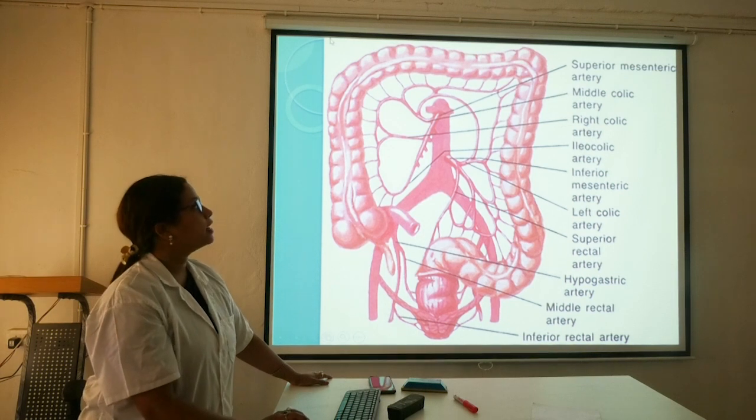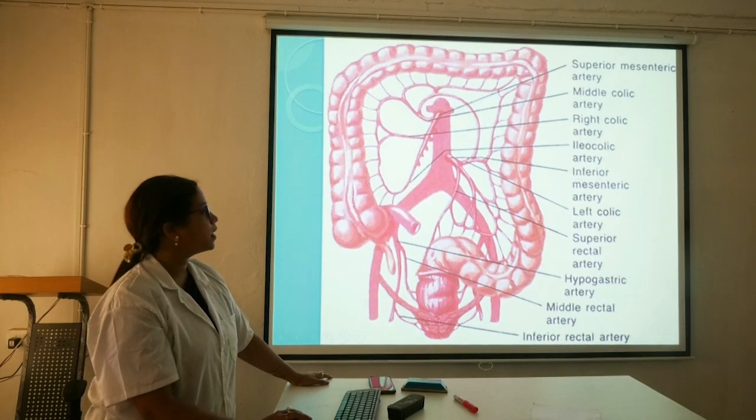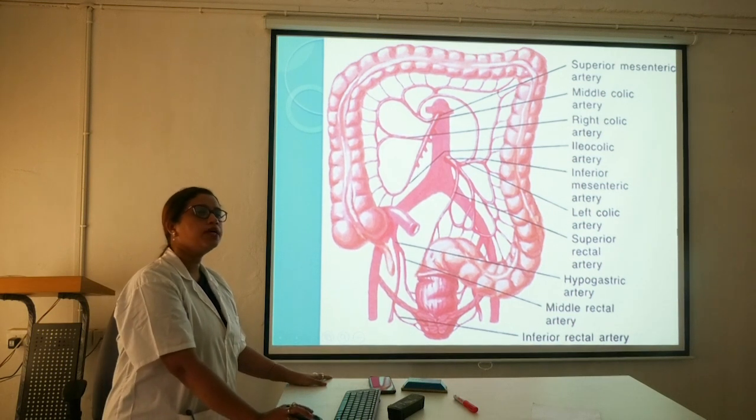Okay, and on the left side there is the left colic artery. Then this one is the sigmoidal artery. Last part, this is the sigmoid colon. Okay, and the last one is the superior rectal artery. So these are the arteries of the large intestine.